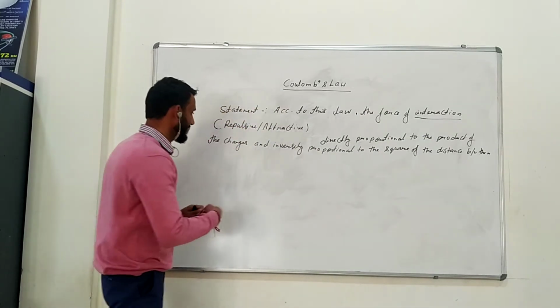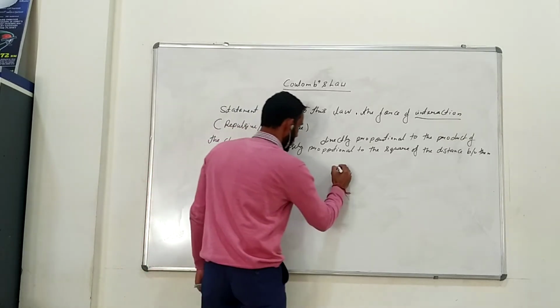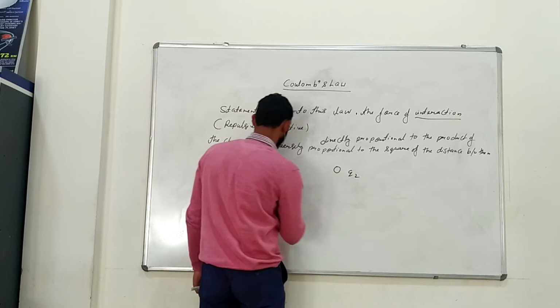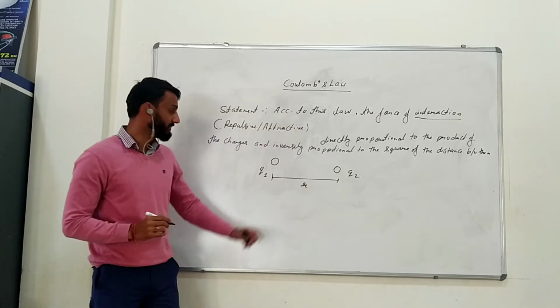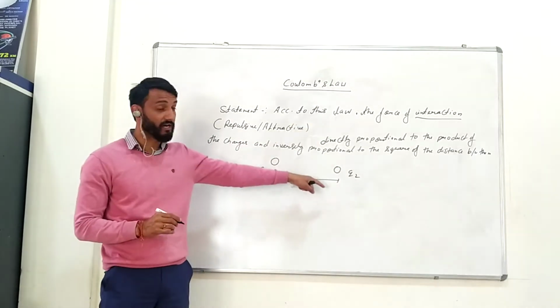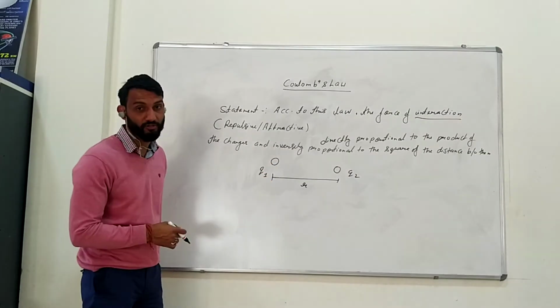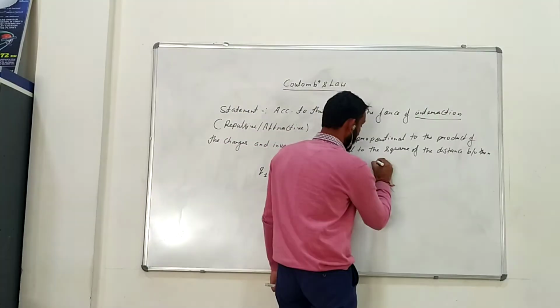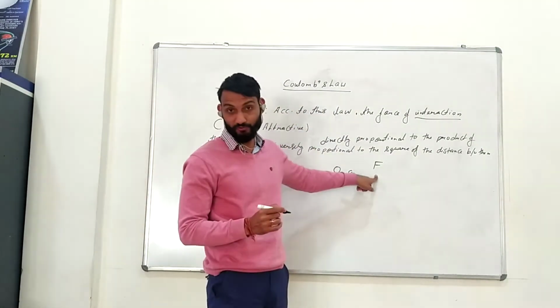So it basically tells you that suppose you have two charges q1 and q2, and they are separated by a distance r. So there will be a force of interaction between them. Why am I using this word interaction? Because that force could be attractive and that force could be repulsive depending upon the nature of the charges. So this force F, mind you, is the magnitude of the force.